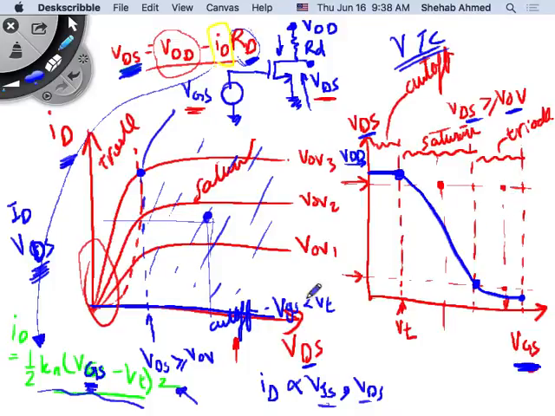For the saturation and triode, does it apply to the same equation? No, not the same equation. I just gave one example. You take this equation for the saturation region, and then for the triode region, you take the equation for current in the triode region from our table. I didn't write all the equations.